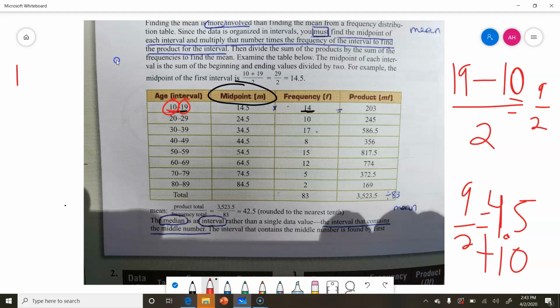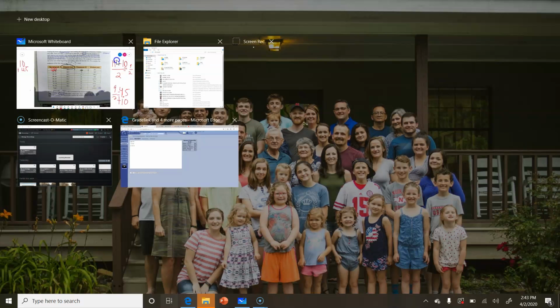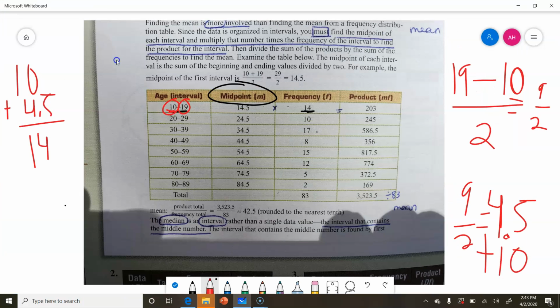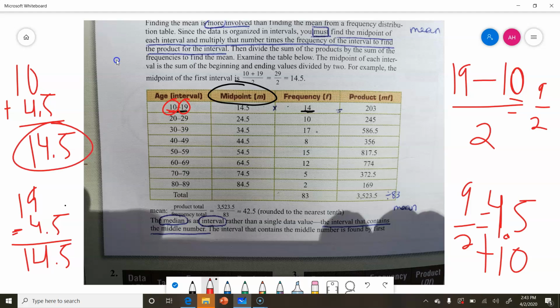So you see over here, I'm going to write on this side, 10 plus 4.5 equals 14.5. It's the same thing as if I would have done 19, which is the upper one, minus 4.5. We can do it either way, and both ways you're going to get 14.5. So that is how we found our midpoint. Now they did that with every single one. They did 29 minus 20 divided by 2 and added it, and they got 24. And they did that for every single one on this side. They subtracted, then divided by 2, then added, and that's how they got the midpoint.